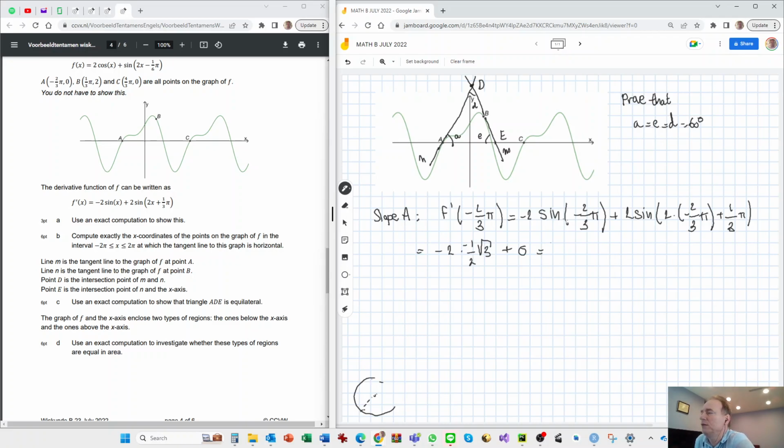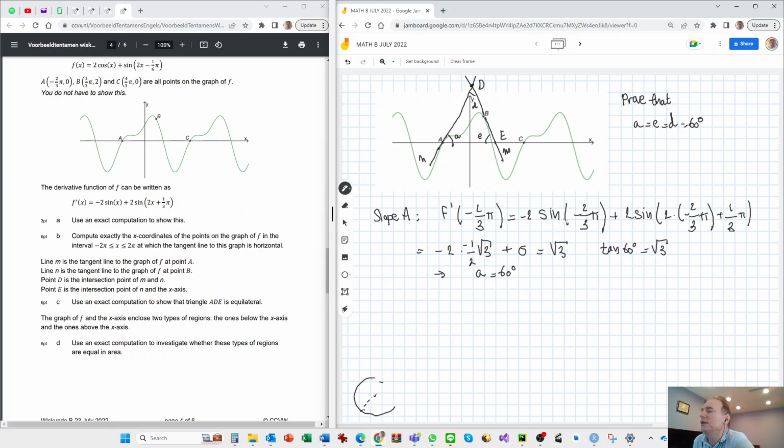So I know, since we want to prove it's 60, I know it has to be the square root of 3, because the tangent of 60 degrees is square root of 3. So I found that the angle A is 60 degrees.